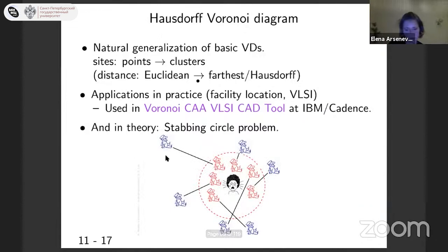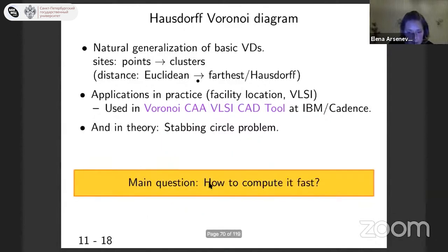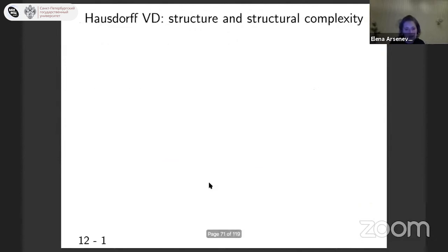So yeah, the Hausdorff Voronoi diagram helps solve this question, along with some other diagram, which I will not really explain here. And of course, as usual in the research about Voronoi diagrams, the question is how to compute it fast. This structure is more complicated than the standard Voronoi diagram.